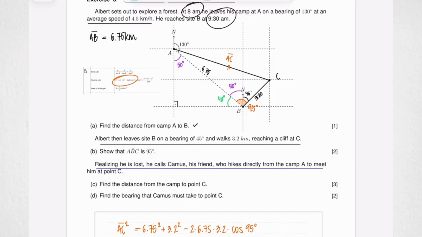All right, so realizing that he is lost, he calls his friend Camus, who hikes directly from A to meet him at point C. We actually did this already. We just found AC, which is the distance from the camp to point C. We actually found the angle 95 in question B. So now jumping to question D, which is the last one that's missing.